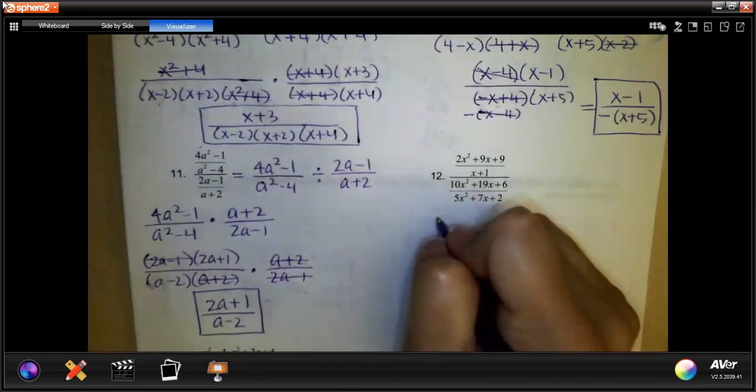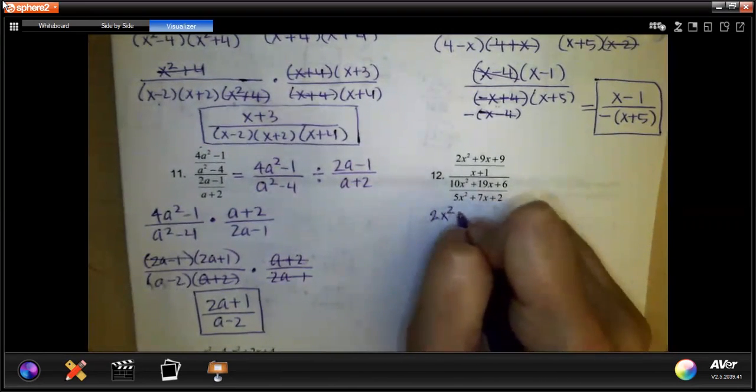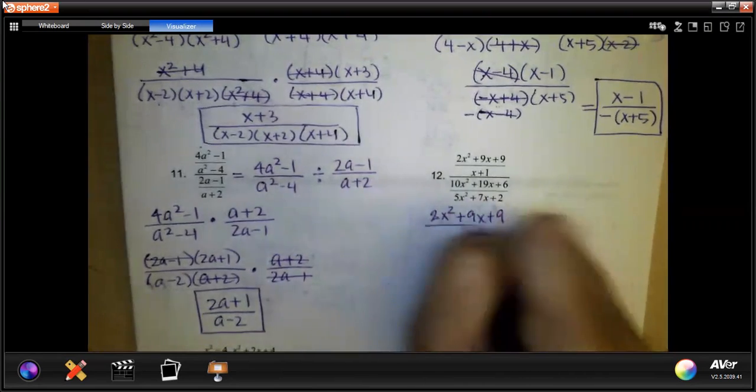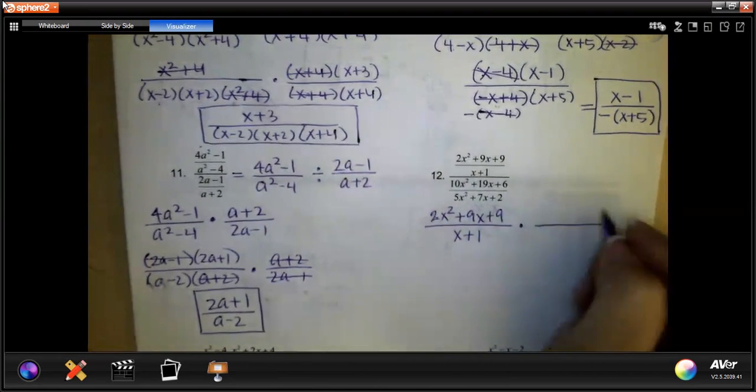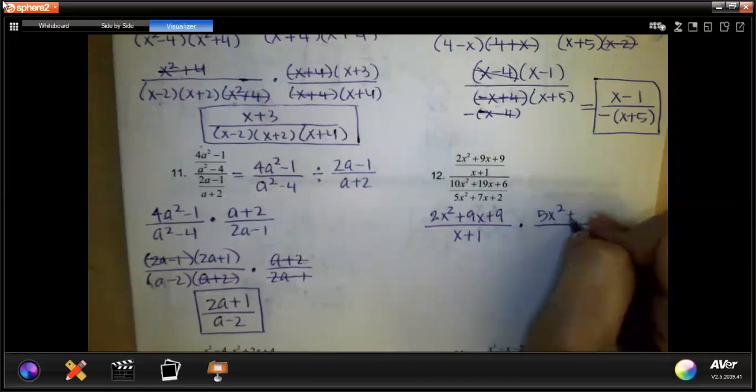Same thing goes for this one. So I'm going to start by keeping the first fraction. I'm going to change that to multiplication, and then I'm going to flip the second one.